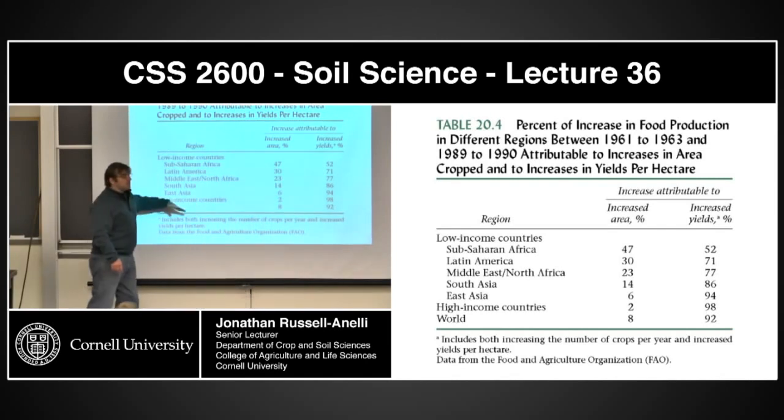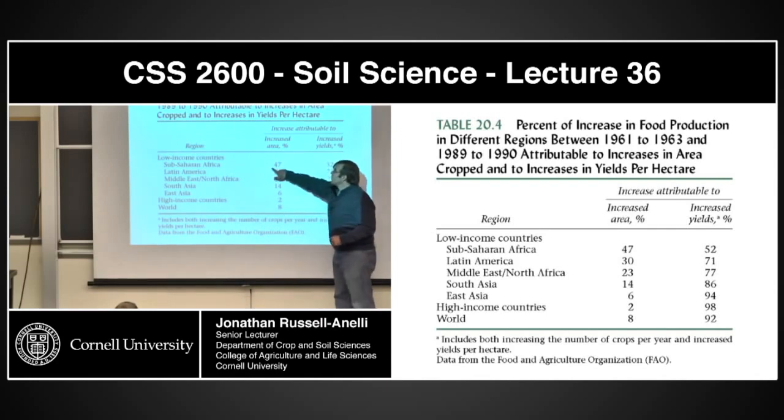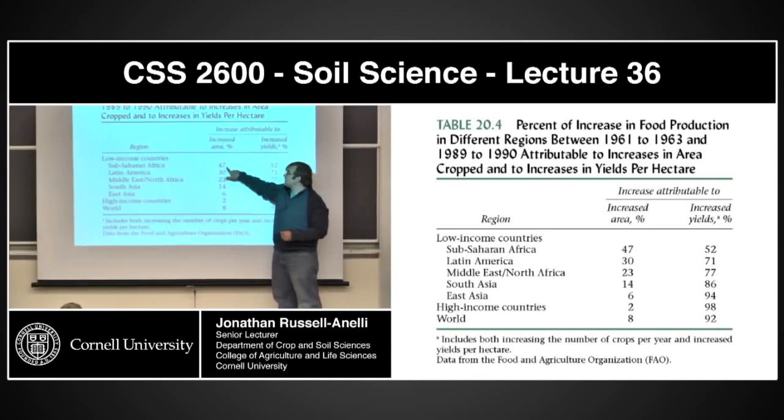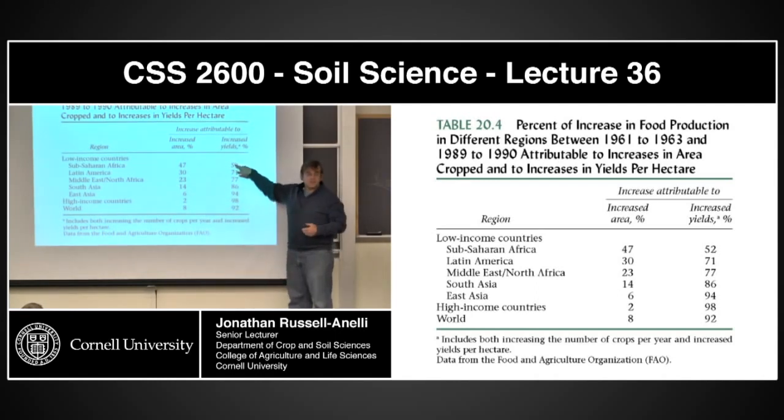This slide represents the increase of food that is attributed to each one of these areas. So if we look at sub-Saharan Africa, 47% of the increase in food is attributed to an increased area. They're increasing their growing area. 52% of it is attributed to an increase in the production of that area. Does that make sense? Okay.